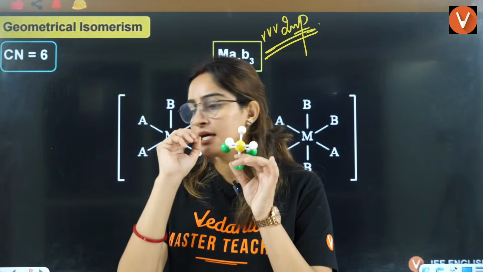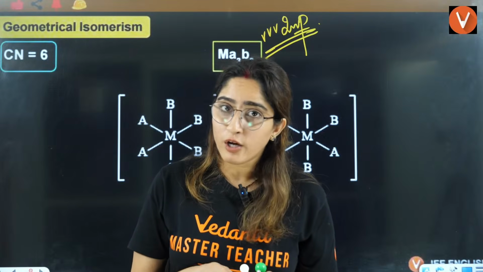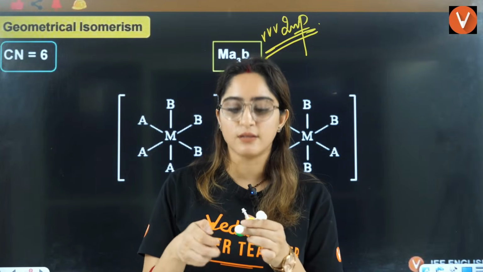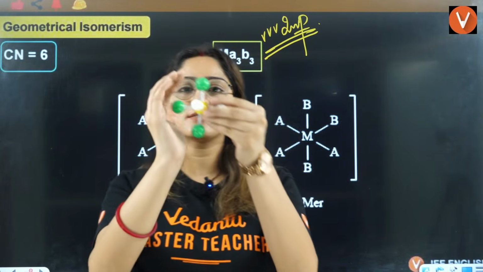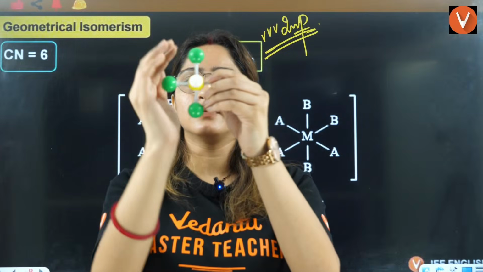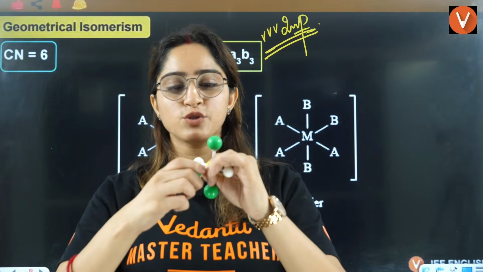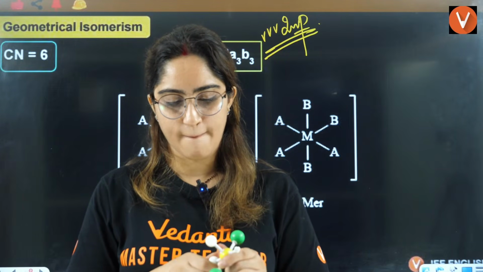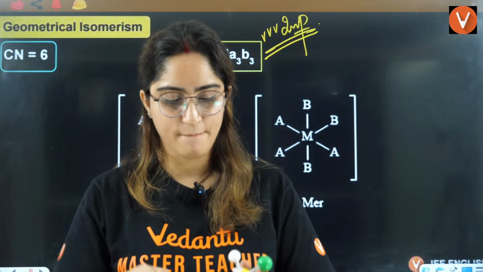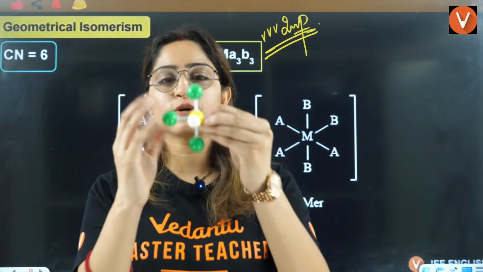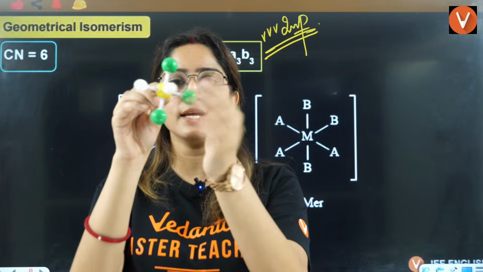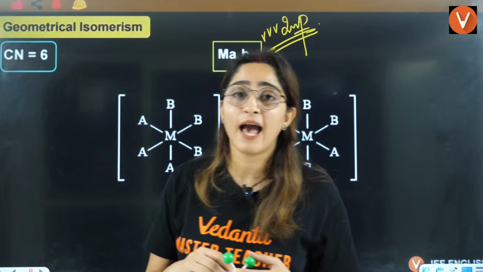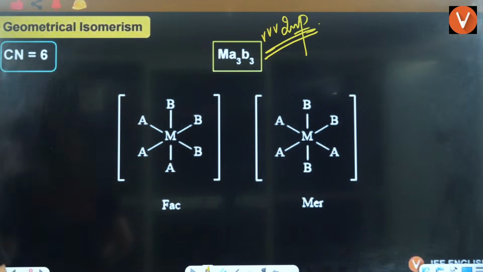Right, everybody? Now, if you ask, ma'am, what is meridional? It will form a semicircle. These three atoms are forming this semicircle. The C it is forming. If it is over here, here also it is forming this C. Right? This C it is forming. Here also it is forming this C. So that is called meridional isomerism.